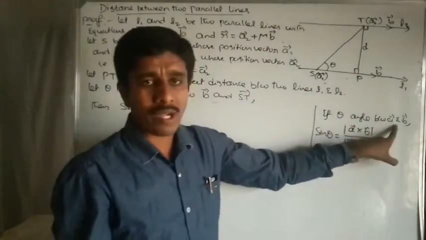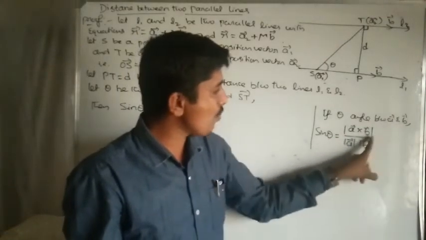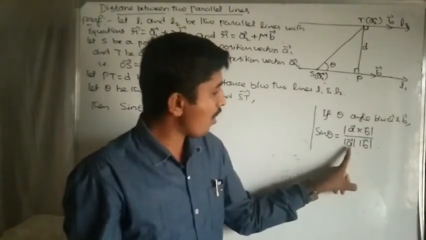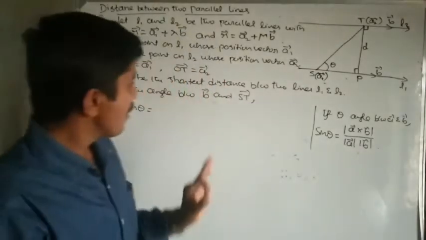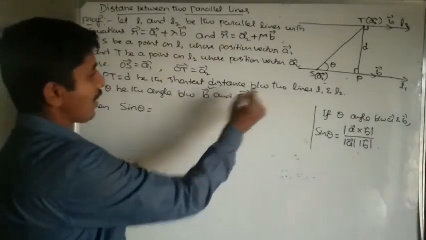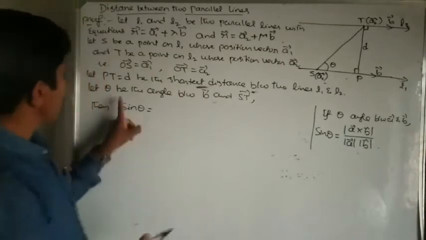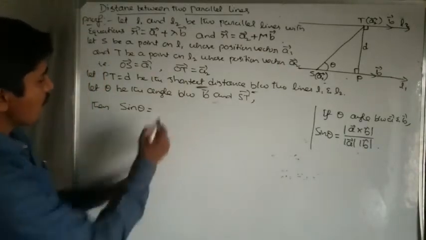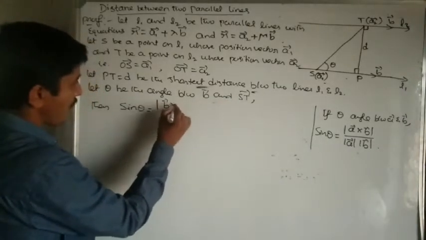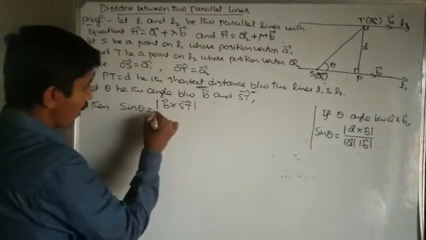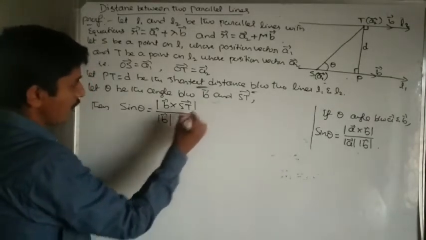Theta is the angle between vector A and vector B. Then the sin theta formula is magnitude of vector A cross vector B divided by magnitude of vector A into magnitude of vector B. Here also same. Here this is first vector, this is second vector. Following, first vector, second vector. Then sin theta equal to magnitude of vector B cross vector ST, divided by magnitude of vector B into magnitude of vector ST.